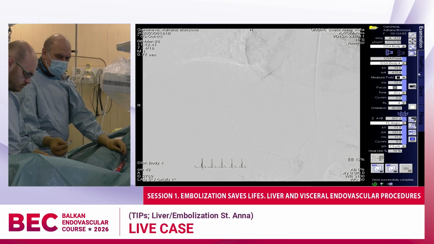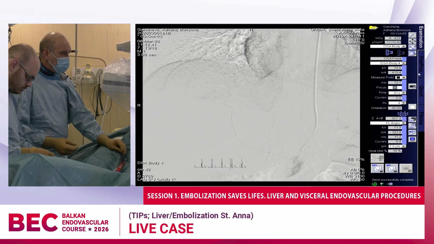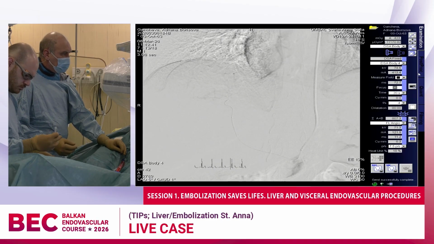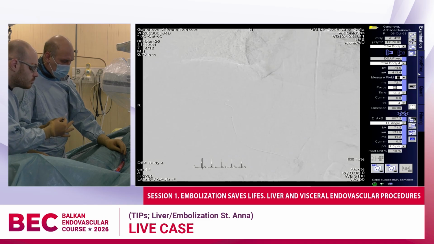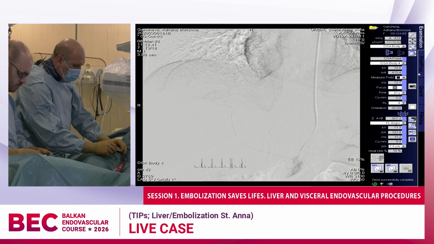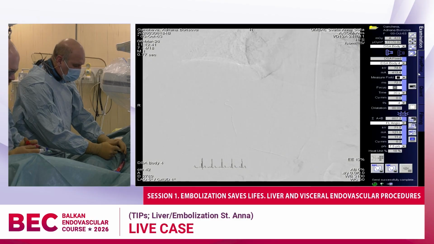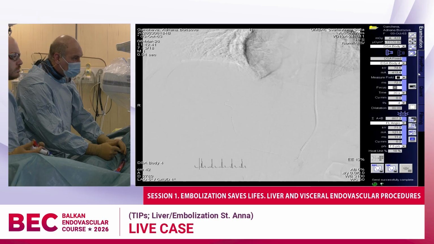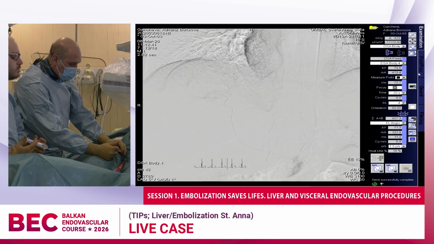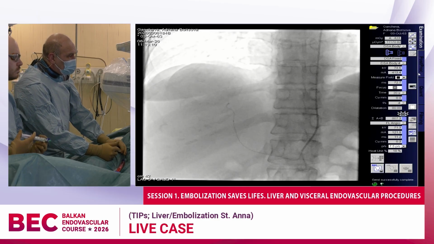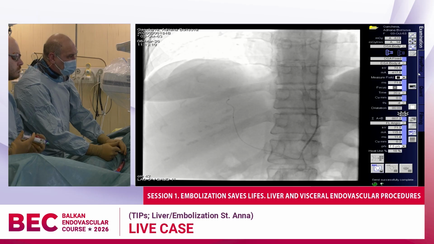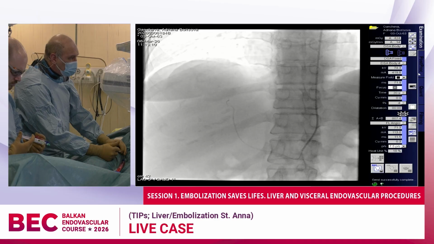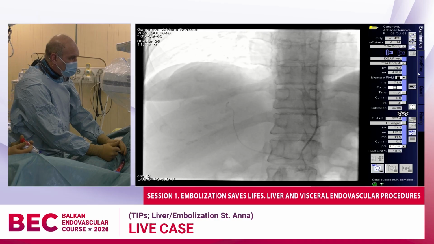Okay, we have some effect, but still we have plenty of vessel, and we don't see a portal vessel yet. Maybe a small one. So we will keep slowly pushing some more spheres. This is the boring part of the procedure. We're already in there, so we need the patience for slow embolization.